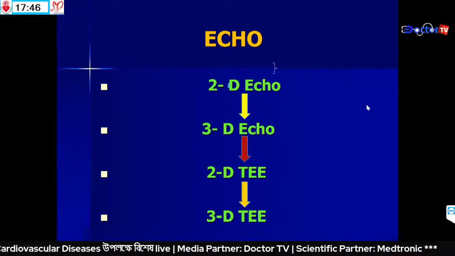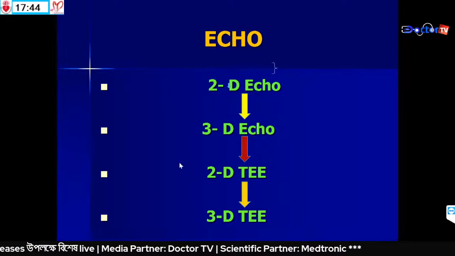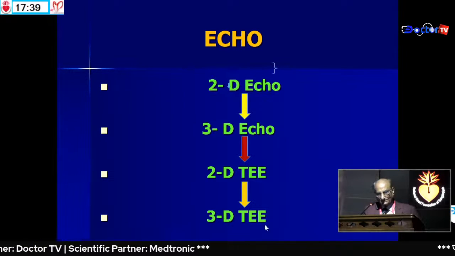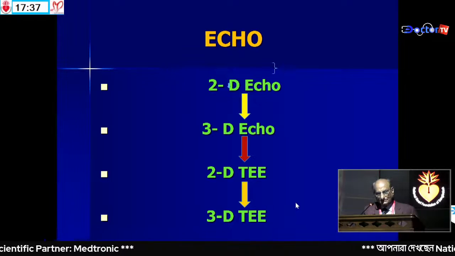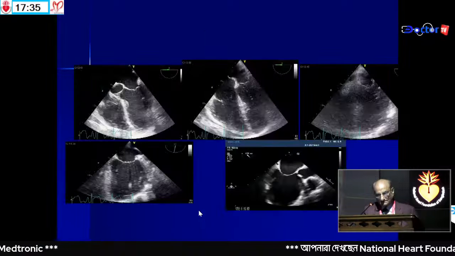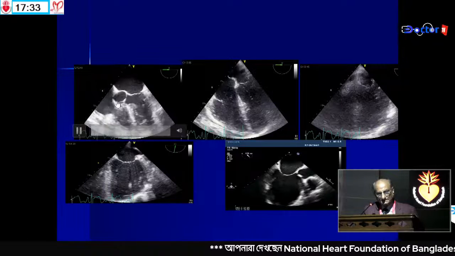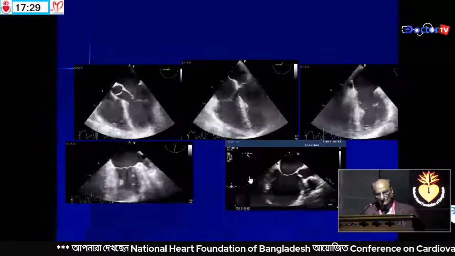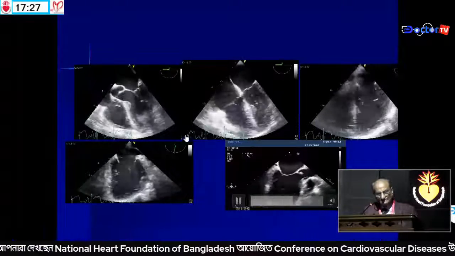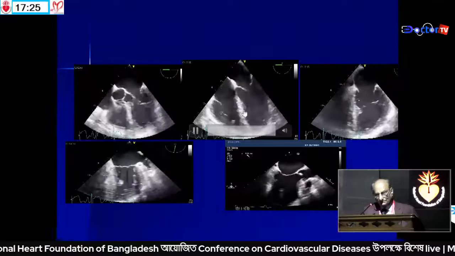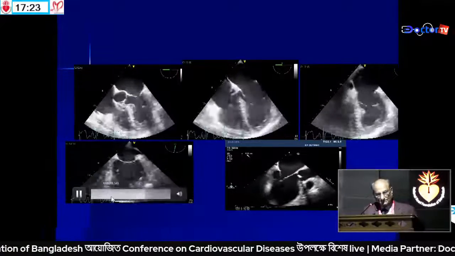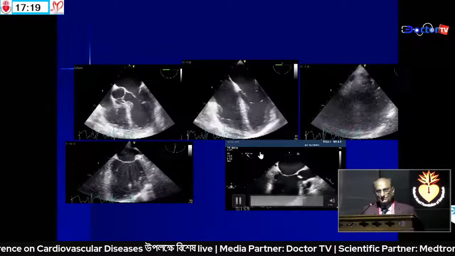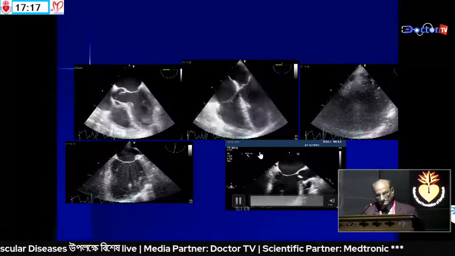2D echo, 3D echo, 2D and 3D echo, they are all interconnected, because if you discuss them separately, the time may be shortened. Most of our slides will show these combined. Now, whenever you see a mitral valve from a transthoracic or transesophageal echo, whether it's a five-chamber view, four-chamber view, bicommissural view, or other view, you take all the views and examine the mitral valve.